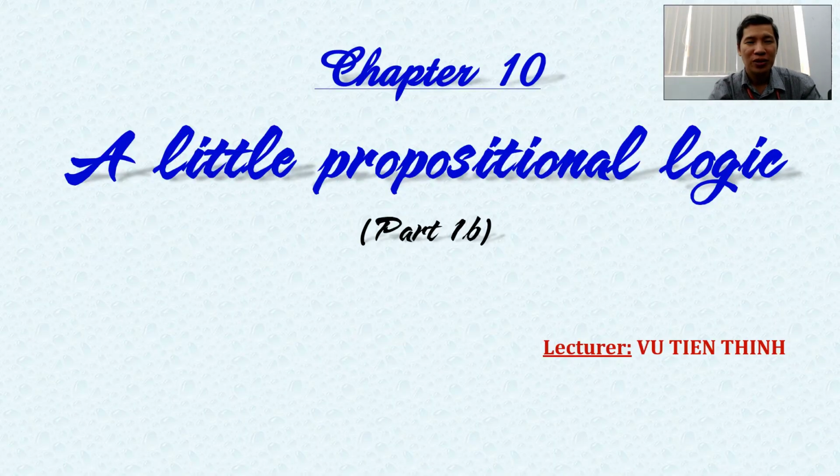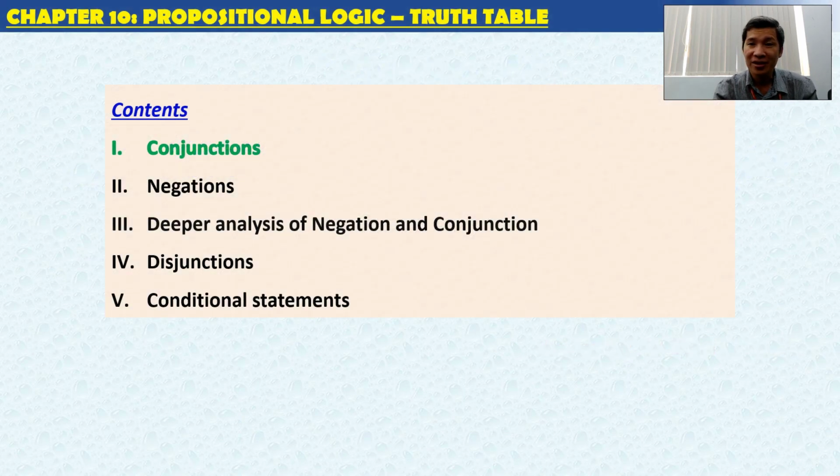Now we continue with chapter number 10. We talk about propositional logic, or the Venn diagram. Now let's see what we have learned so far. We have focused on conjunctions. And do you still remember what conjunction means? What we do with conjunctions? How we do it in order to identify and test the validity of deductive arguments?